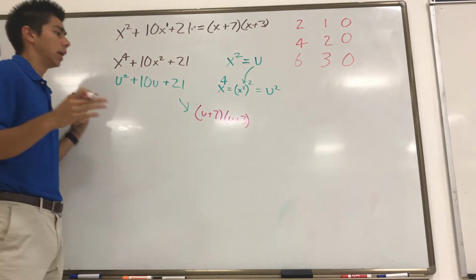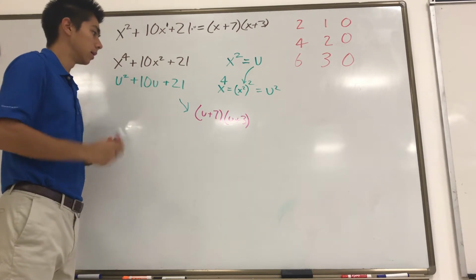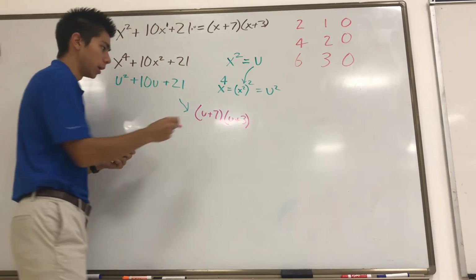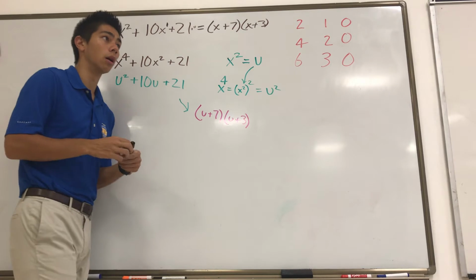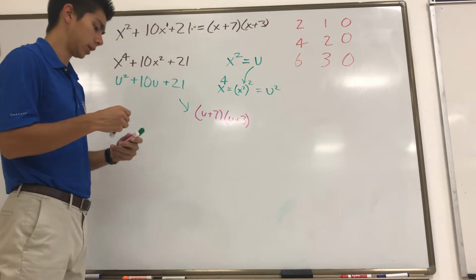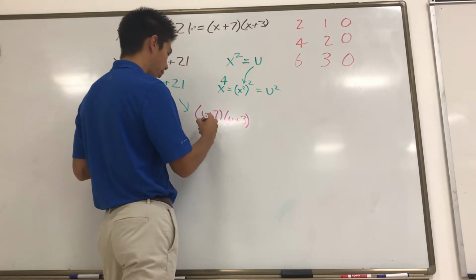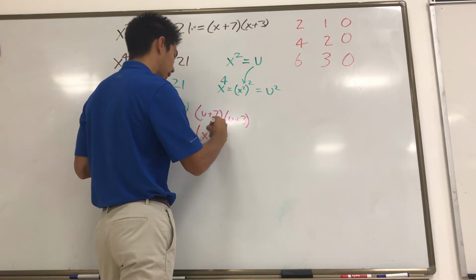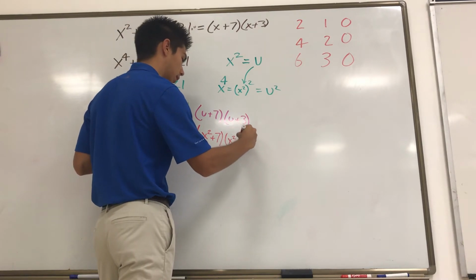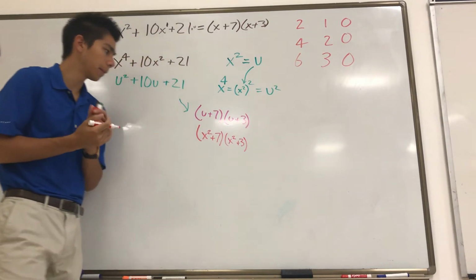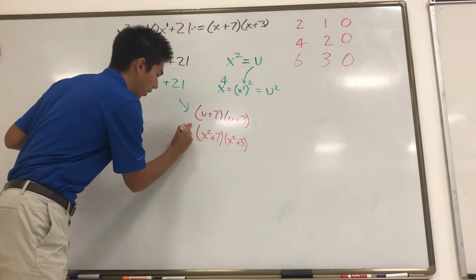Now all we have to do is turn it back into our original variable. We are going to replug our x squared back in. We know what u is equal to: u is equal to x squared. So I'm going to replace u with x squared. This becomes (x squared plus 7)(x squared plus 3). Now you have completely factored this.